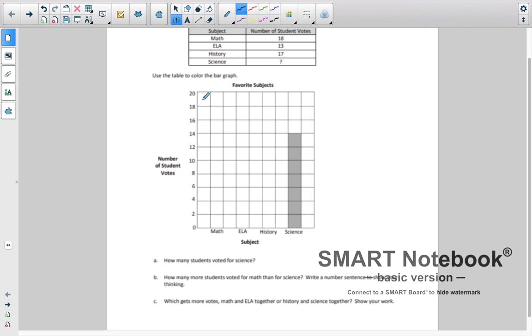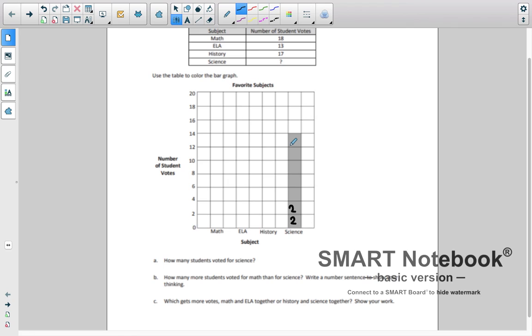When we look at our table, on this side we can see the number of students. This is telling us how many students there are. And at the bottom is the subject: math, ELA, history, and science. So A asks how many students voted for science. Well, each box is equal to 2 student votes. So each box equals 2 all the way up.